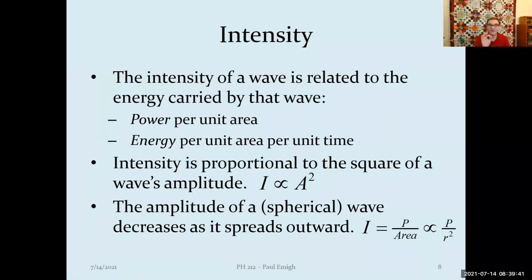In particular, we're going to define a property called intensity, which is defined as the power per unit area, or the energy per unit area per unit time. And the intensity is a good quantity to define because it is directly proportional to the square of the wave's amplitude.